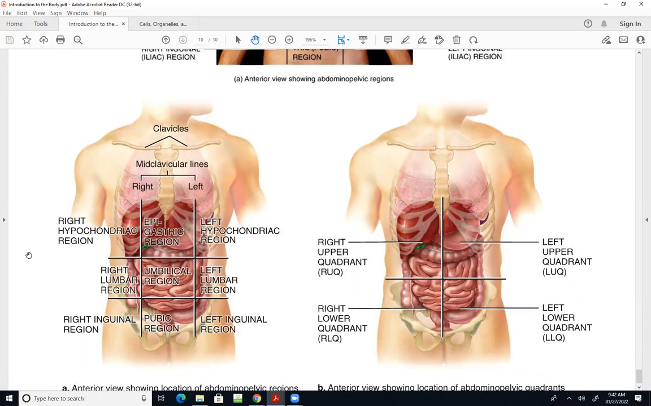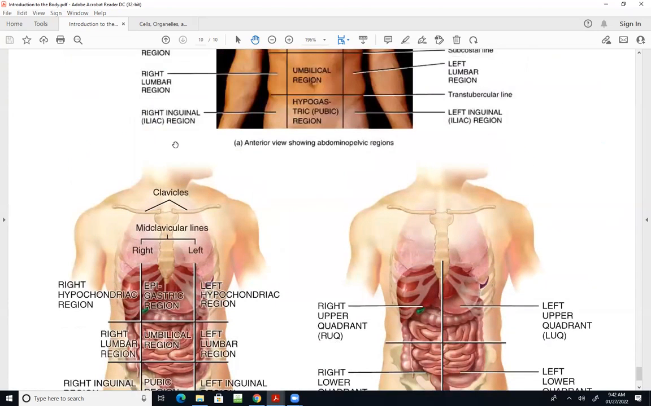It might not be a bad idea down here, where you've got the inguinals, it doesn't have iliac in parentheses, so you might write that in there. And then same thing down here. It's got pubic, but it doesn't have hypogastric. I do expect you to be able to identify those 3 regions with their 2 different names.